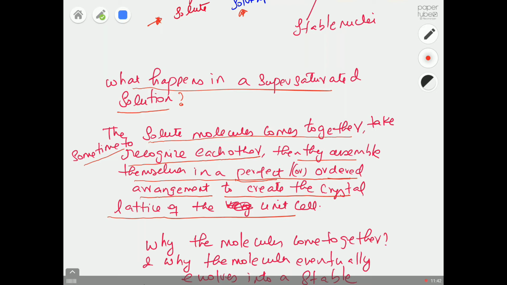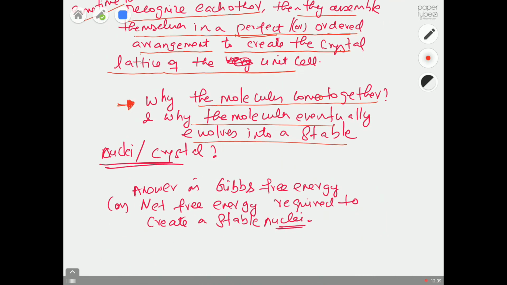So you can ask a few questions, like why the molecules come together. The answer is obvious. We have a supersaturated solution, so naturally the molecules are going to come together in order to minimize the energy in the system, because we already loaded too many molecules, which is above the solubility limit. And then why do the molecules eventually evolve into a stable nuclei or even a bigger crystal?